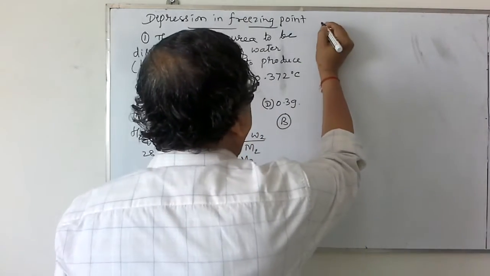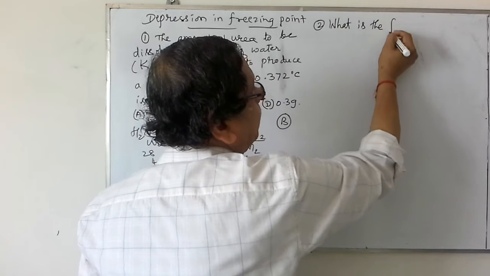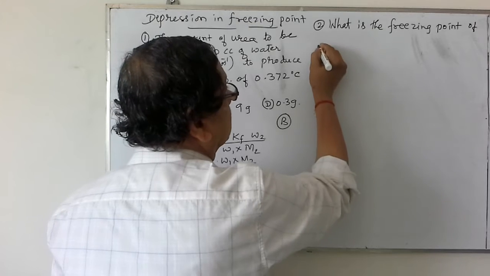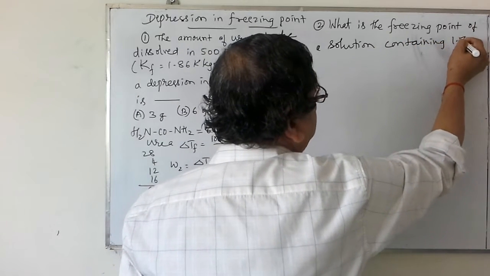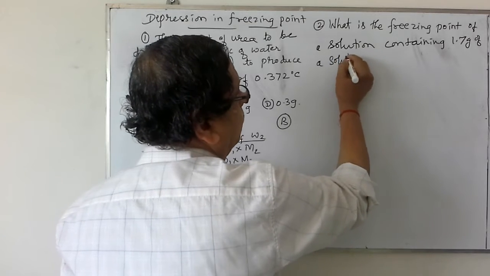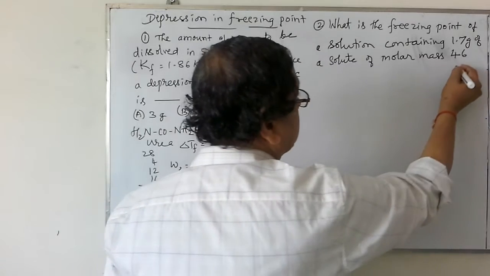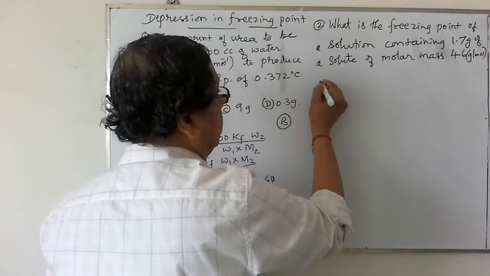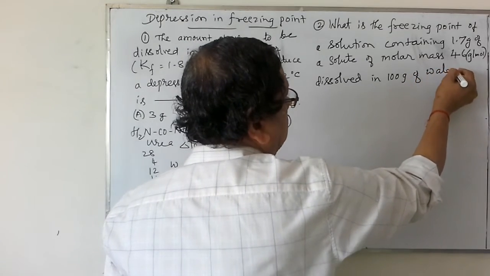Now let us take the second question. What is the freezing point of a solution containing 1.7 gram of a solute of molar mass 46, of course the unit is grams per mole, dissolved in 100 grams of water.